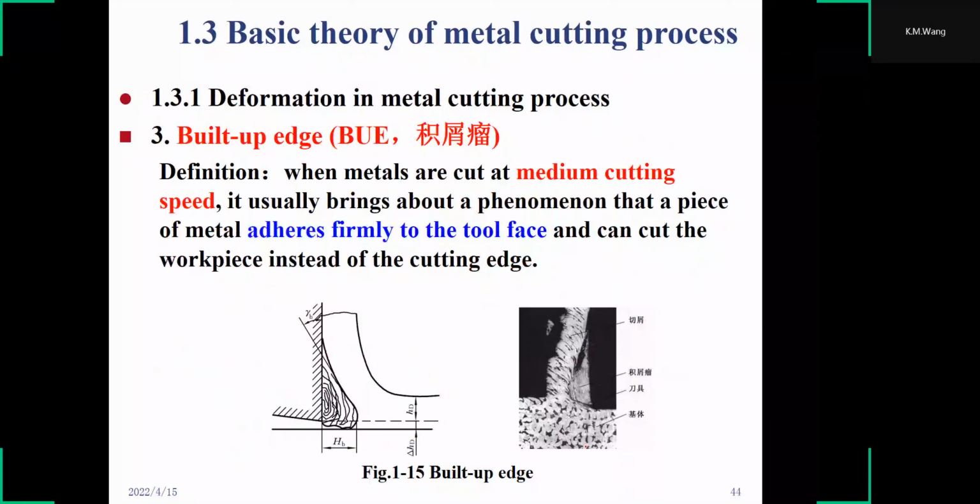Okay, another is the build-up edge. What is the build-up edge? The definition of the build-up edge is that when metals are cut at a medium cutting speed, it usually brings about a phenomenon that a piece of metal adheres firmly to the tool surface and can cut the workpiece instead of the cutting edge.